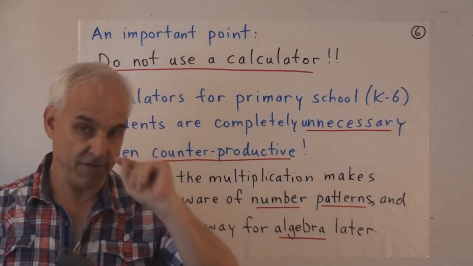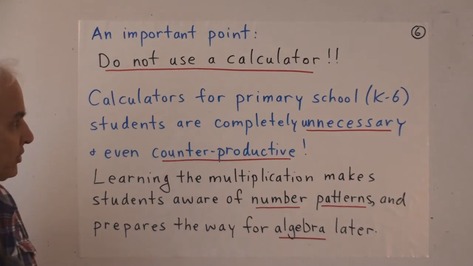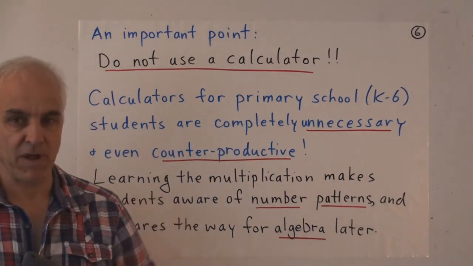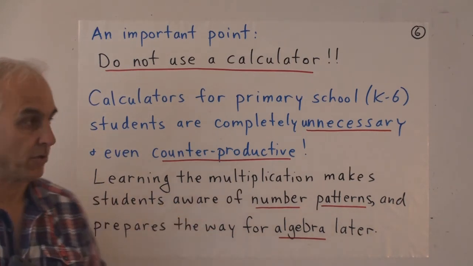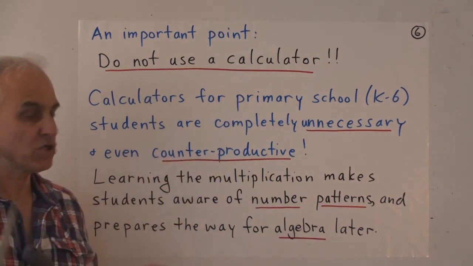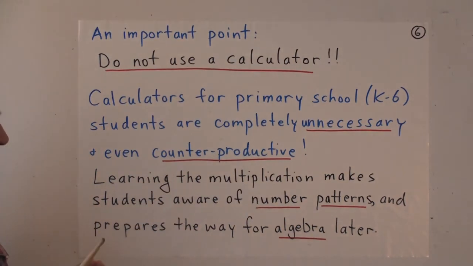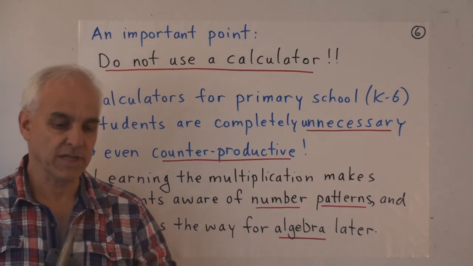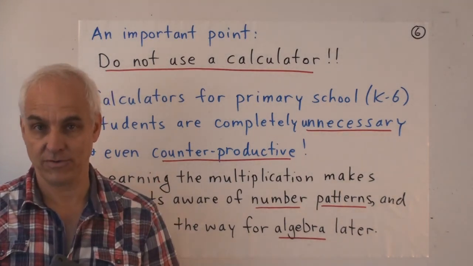And of course, another very, very important point concerns calculators. Yes, calculators can multiply for you. You can press 6 times 7 and the calculator will tell you that it's 42. Do not use a calculator. For primary school students, years K to 6, a calculator is completely unnecessary and even counterproductive. Students in those years should not even see a calculator as far as I'm concerned.